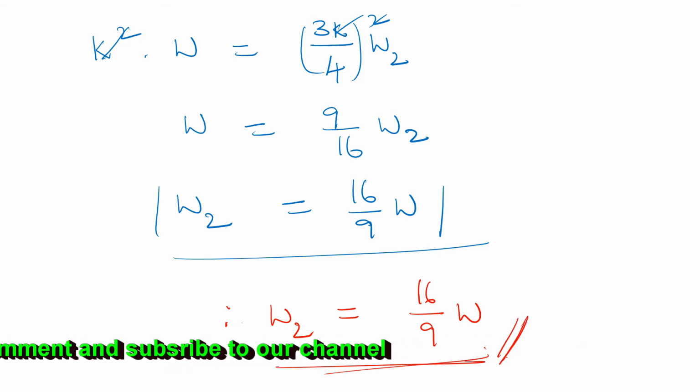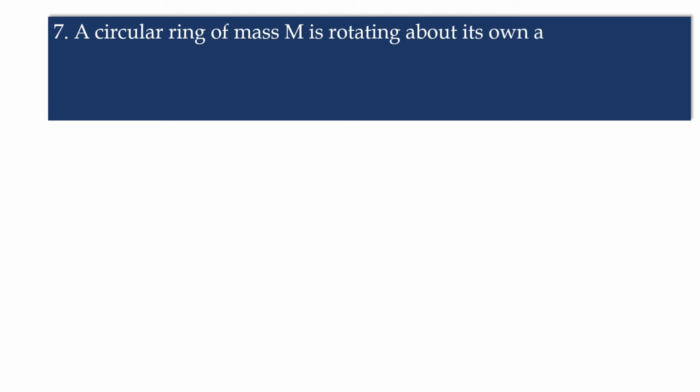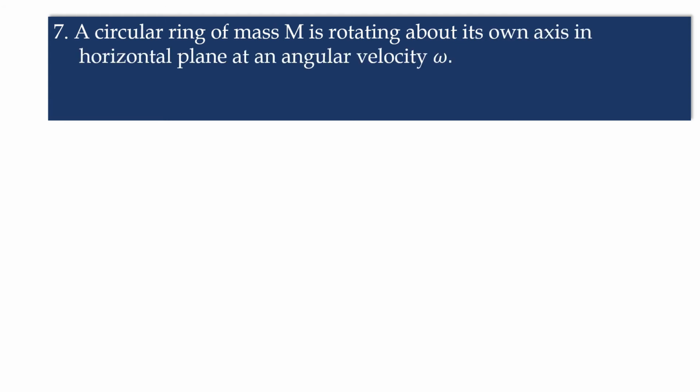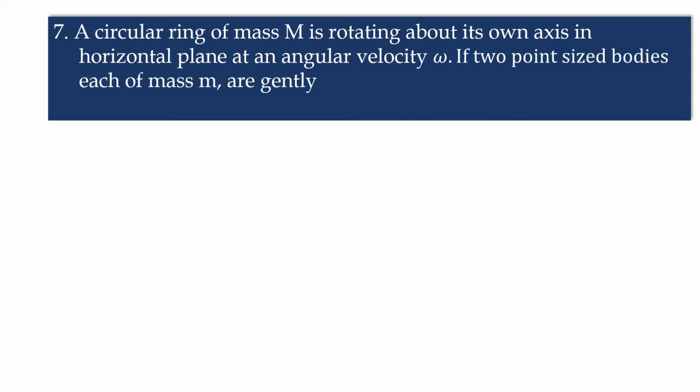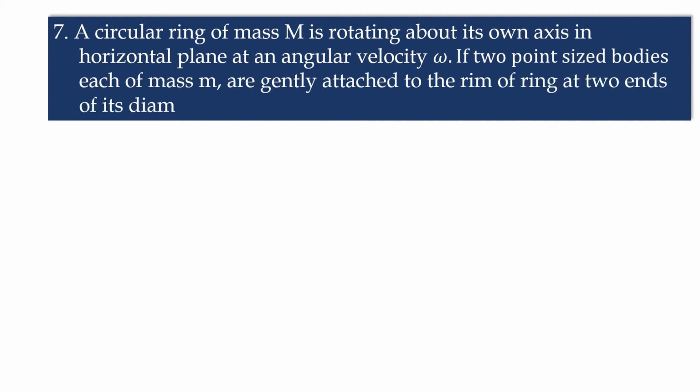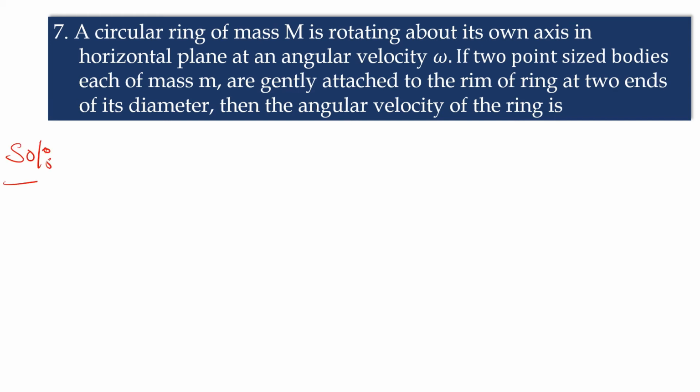Okay. Next we will go to the next one. A circular ring of mass m is rotating about its own axis in a horizontal plane at an angular velocity omega. If two point-sized bodies, each of mass m, are gently attached to the rim of the ring at two ends of its diameter, then the angular velocity of the ring is, here we have to calculate the angular velocity of the ring. Let us go to the solution.